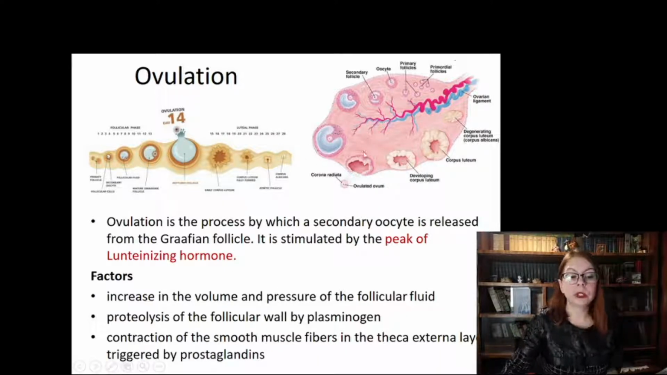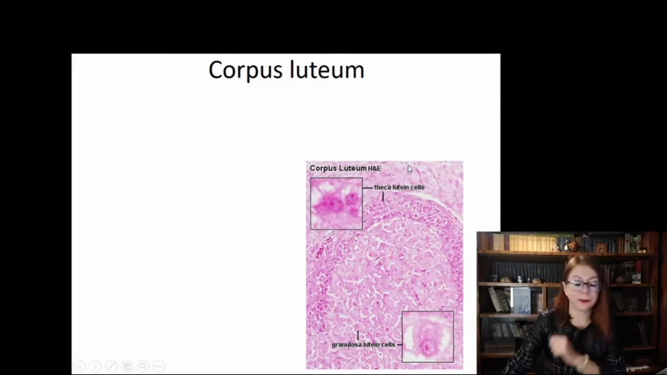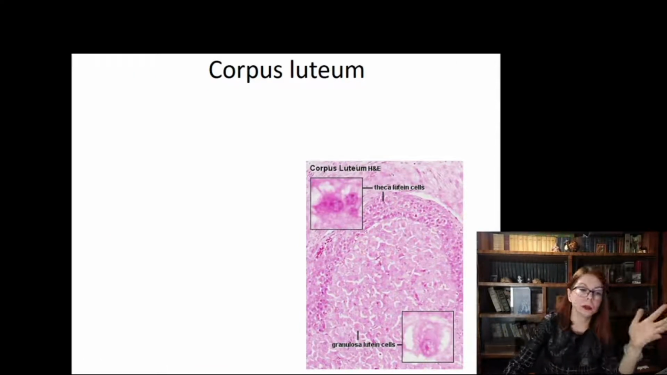So once the oocyte is released to the fallopian tube, what happens with the remnants of this follicle? They are transformed into the so-called corpus luteum. Corpus luteum is translated as yellow body. It is of yellow color because of the pigment lipofuscin.